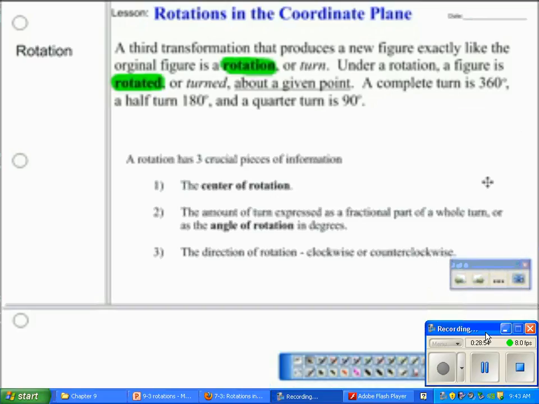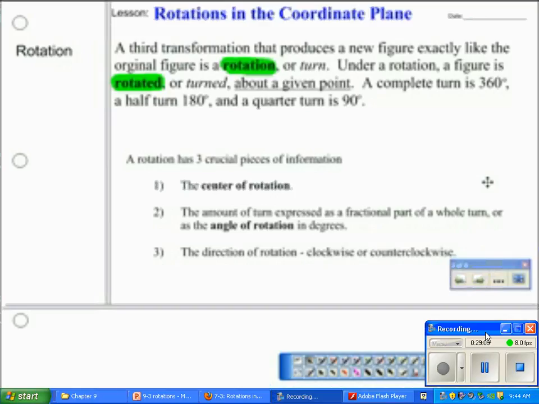You have to write those three things down. You don't have to write down everything he's got. Three important things: the center of rotation, the angle of rotation, and the direction. Usually the center will be 0, 0. Just those three: center, angle, direction.